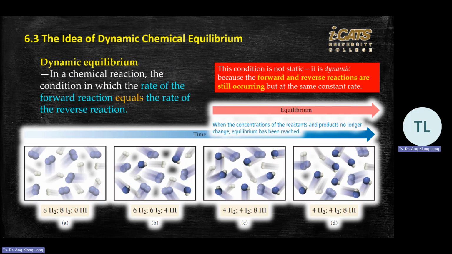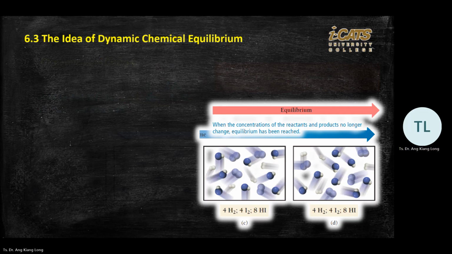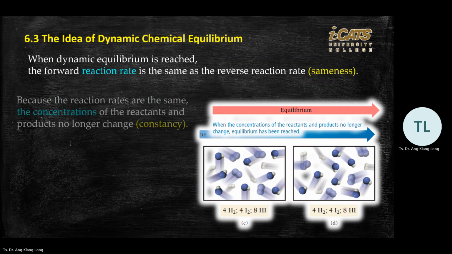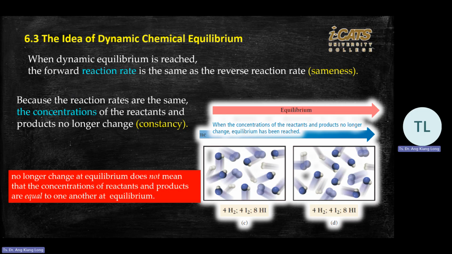So why do we use dynamic and not static equilibrium? Because the reaction is still happening. This process continues to happen. That's why we cannot use static equilibrium. Static means do not move. But this one continues to change. So this one you read, basically, if you understand what is dynamic equilibrium. So this one is important.